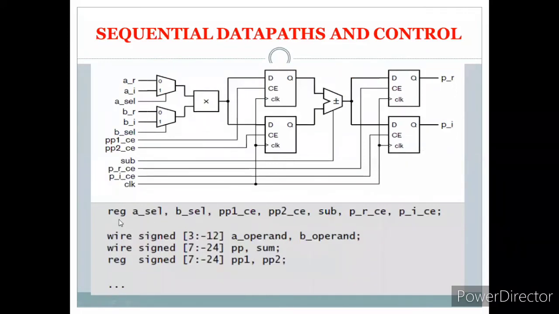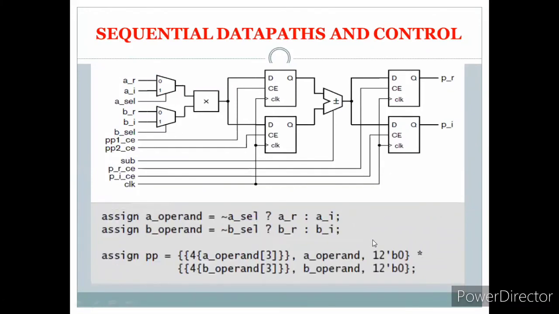We have intermediate signals called registers: A select, B select, product. There is a partial product chip enable, which we have for the respective partial product here. Subtract controls the signal for the ALU, and another control signal is P_R chip enable for the final result to be stored at the flip flop. Whatever size is there, we have to use it here. So wires are assigned 3:-12 for the A operand and B operand, and 7:-24 for the partial product and sum. Similarly, partial product 1 and 2, because we have 4 multiplications there. So these are the wires we have defined.